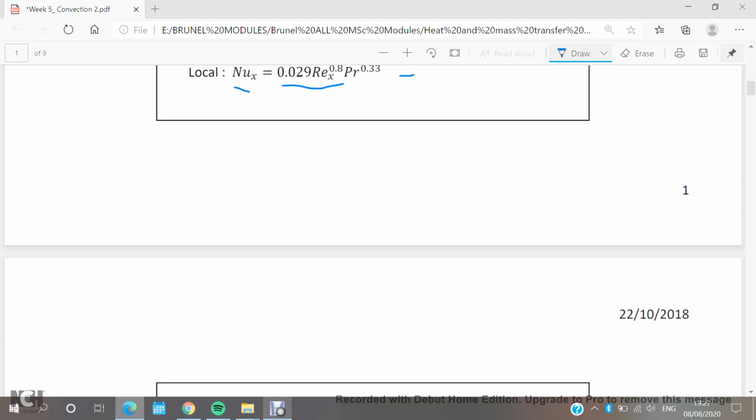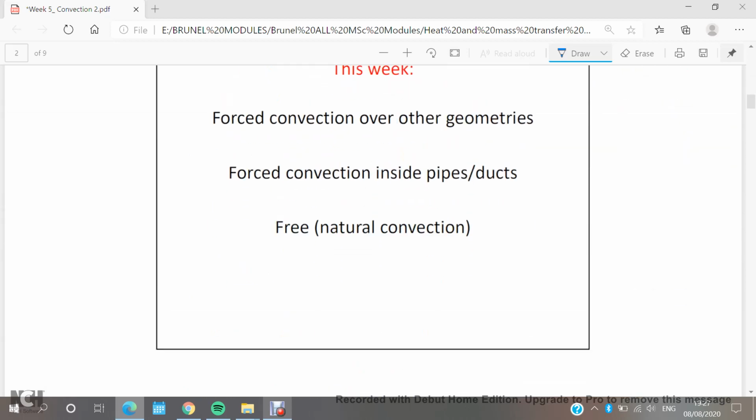Okay. Now we can go through the new subject which I want to discuss with you today. It will consist of three main points. The first one is the forced convection over other geometries, and the second point will be the forced convection inside a tube or a pipe. And the last point which I want to discuss with you is the difference between the natural or free convection and the forced convection.